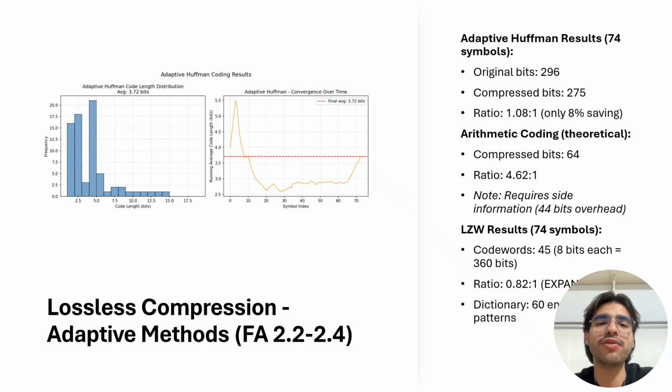For each new symbol appearing for the first time, the algorithm must transmit an NYT code plus a 4-bit fixed code. Arithmetic coding achieved an impressive theoretical compression ratio of 4.62 to 1, compressing the 74 symbols into just 64 bits. However, in practice, the probability model must be transmitted as side information, adding about 44 bits of overhead. LZW actually expanded our data, achieving a compression ratio of 0.82 to 1. With only 74 symbols, the algorithm could not learn enough repeating patterns. For larger seismic datasets, these adaptive methods will perform much better.